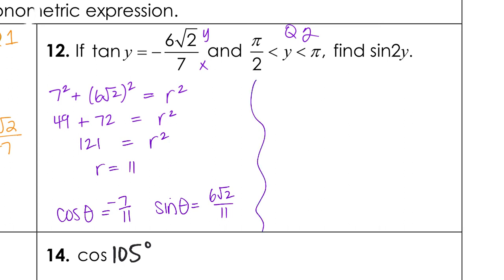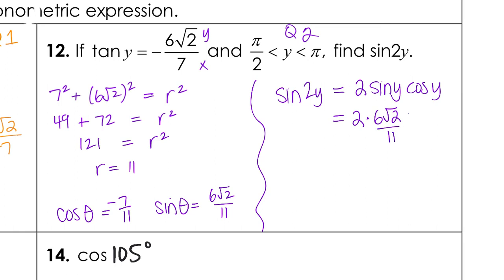Okay, so now for the actual identity. To find sine of, I was using thetas and they used y. So let me go back to y. You need to do 2 times sine y cosine y. Okay, so that 2 has to be there. Sine is 6 square root of 2 over 11, and cosine is negative 7 over 11. So we're going to multiply all of the numerator and then all of the denominator.